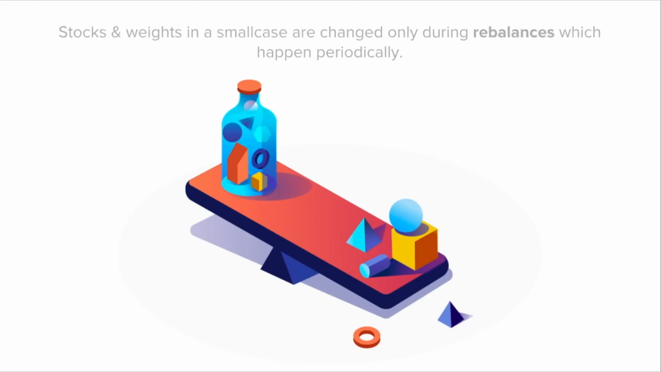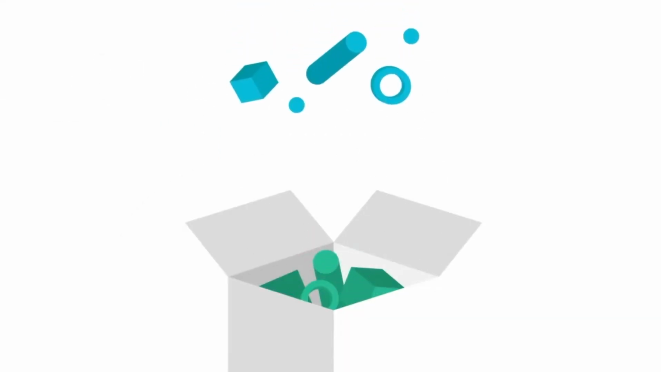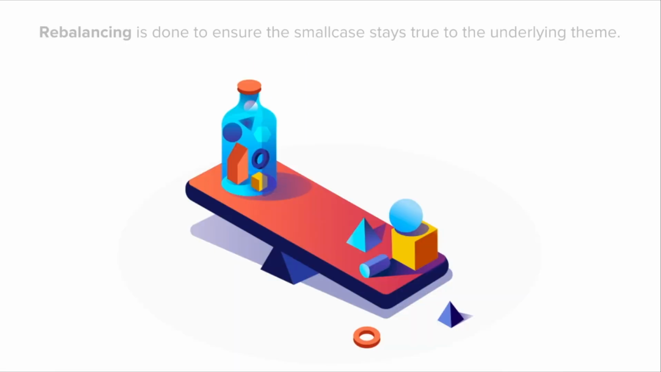Small cases are passive investments. The stocks and weights change only during rebalancing. Most small cases are rebalanced every quarter. During a rebalancing, stocks may be added or removed, and the weighting of stocks may change. This is done to ensure that the constituents of the small case stay true to the underlying theme.